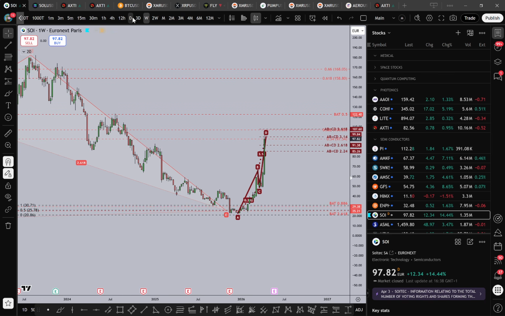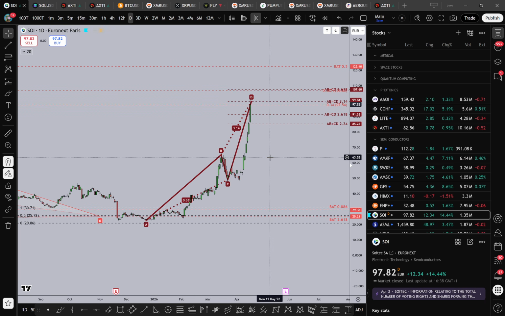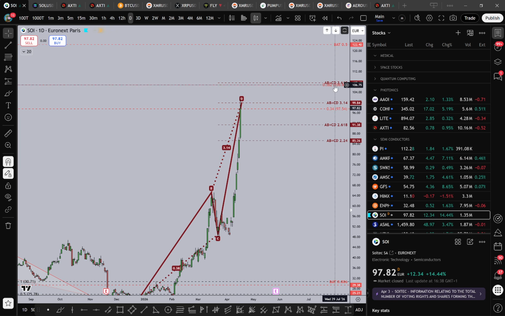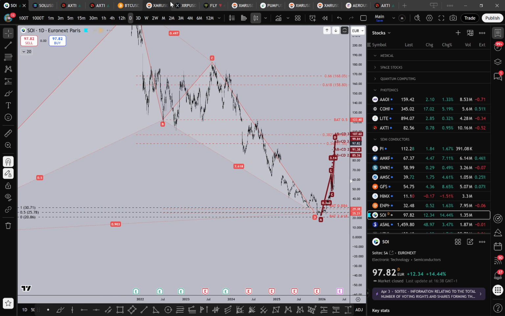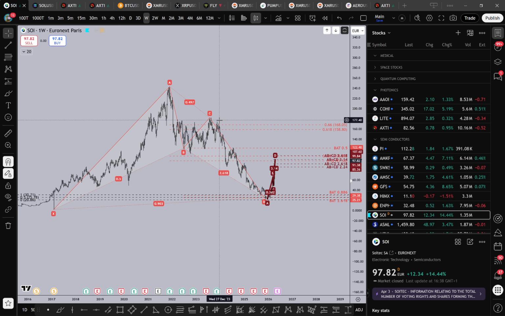But another reason I'm not entering right now is because I'm not top blasting something that's completed in ABCDs, right? 382, 2.24, 2.618. We've hit as far as the 3.14. And if it wants to, we can go as high as the 3.618, which lines up with terminal 1 of our actual wave structure, right? Terminal 1 is right over here. There's your M shape, right? Terminal 1 is right over there. This is a beautiful M shape.